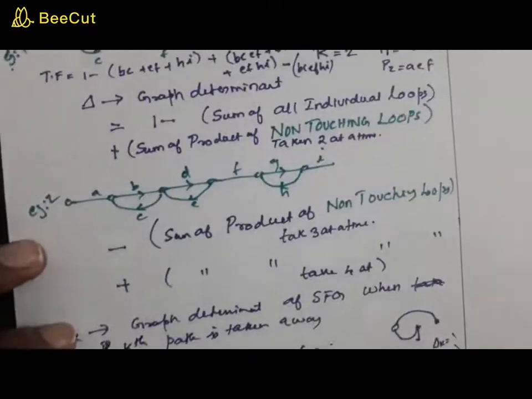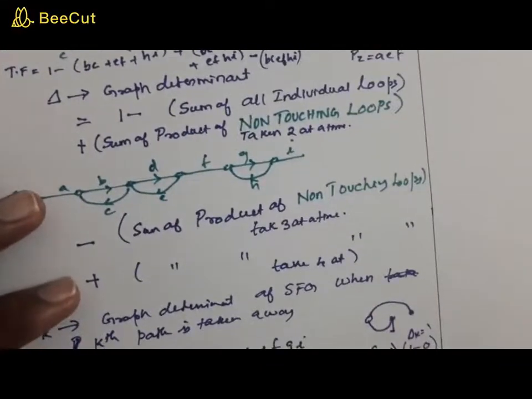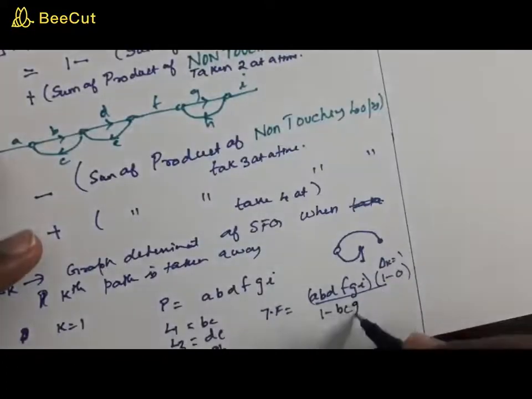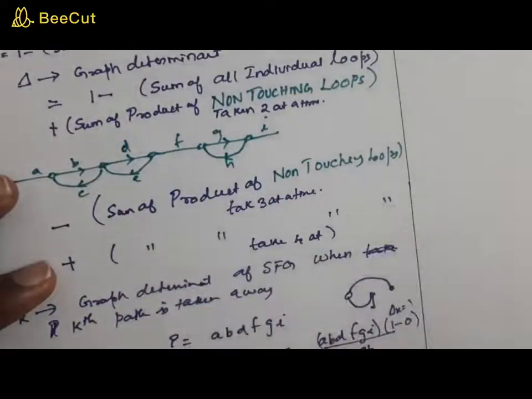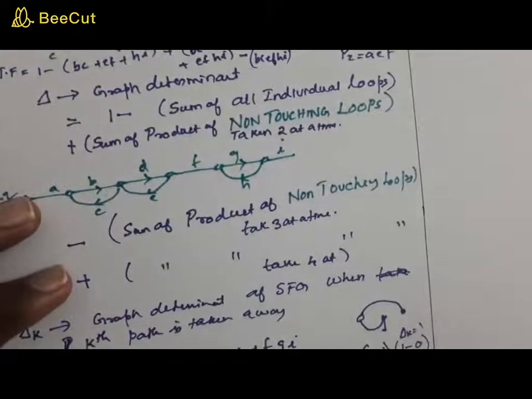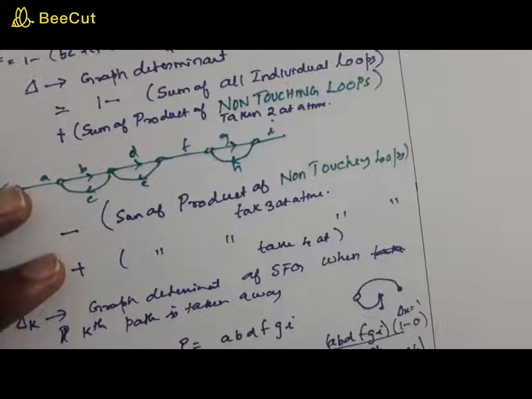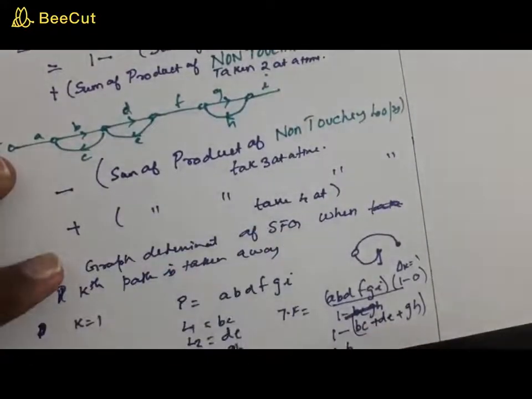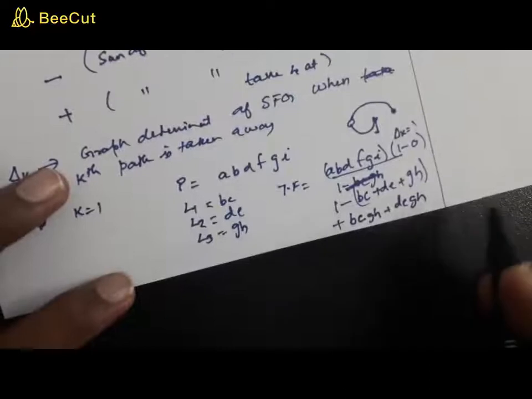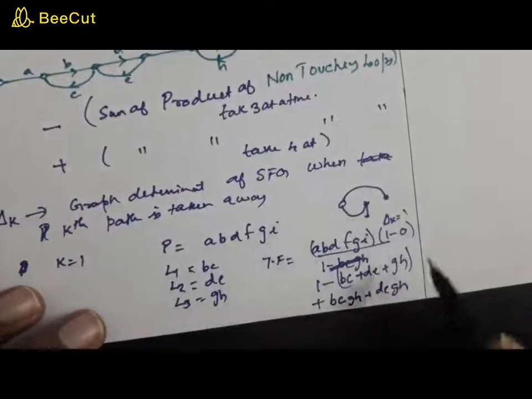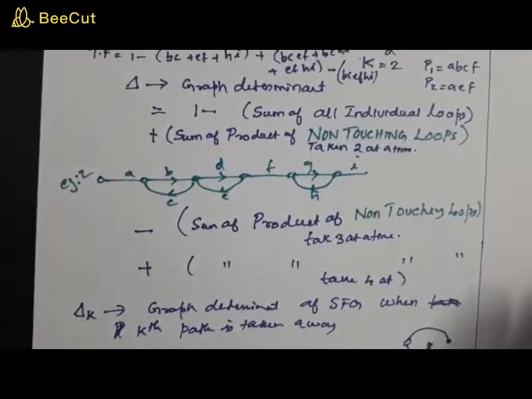So therefore, the equation will be like this. Sorry, this will be 1 minus the sum of the individual gains. What will be the individual gains? BC plus DE plus GH. Then comes plus, taken two at a time, that will be plus BC GH plus DE GH. Can you take BC, DE? No, it's not possible. So this is the transfer function of this example. Okay, so this is how you apply it.